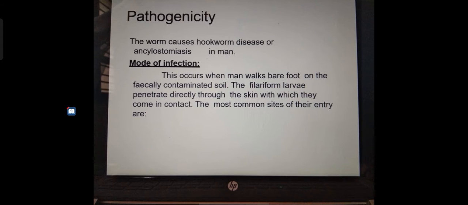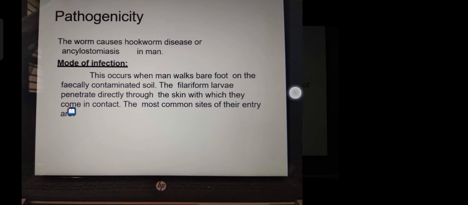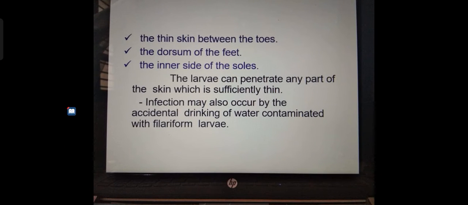Now we come back to the pathogenicity of this parasite. The worm causes hookworm disease in man. Mode of infection: we have discussed that when a barefooted man walks on contaminated soil, the filariform larva will penetrate the skin. The entry occurs through the thin skin between the toes, the dorsum of the feet, and the inner side of the soles. The filariform larva can penetrate any part of the skin which is sufficiently thin.